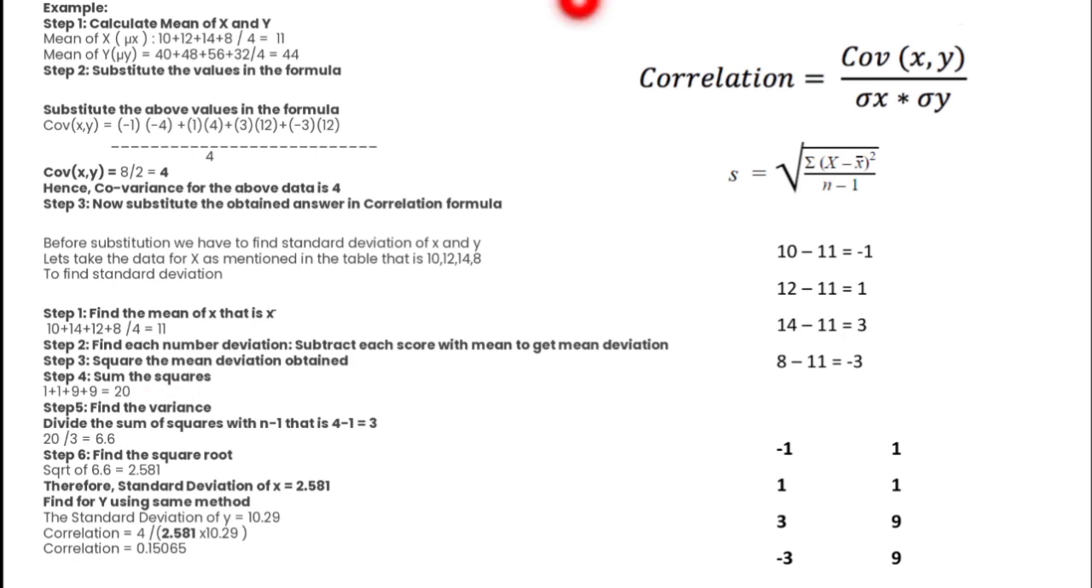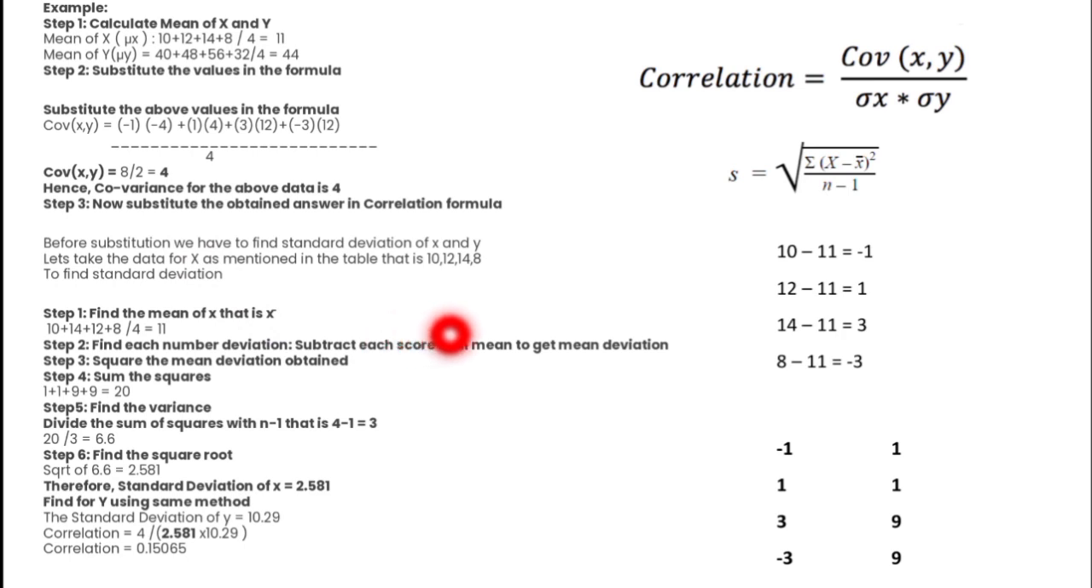Suppose you have any doubts, please post them in the comment section. Now I found the standard deviation of x, but I have to find the standard deviation of y. For that, the formula changes: instead of x minus x bar, you substitute y minus y bar whole squared. When you apply that, you get a standard deviation of y as 10.29. Now I have all the values: standard deviation of x is 2.581, standard deviation of y is 10.29, and the covariance value is 4.